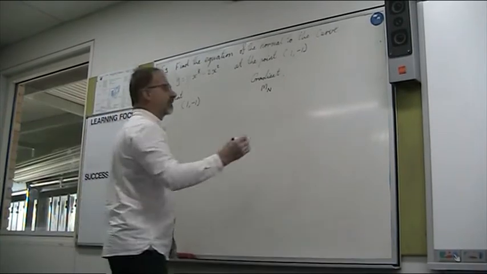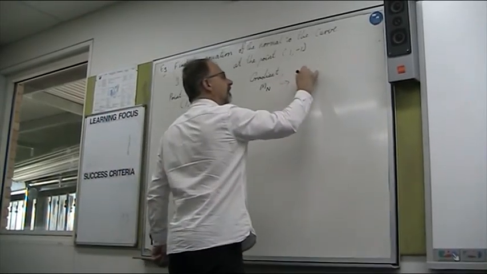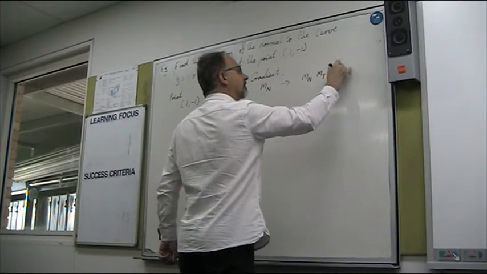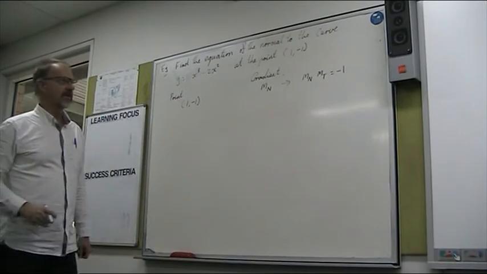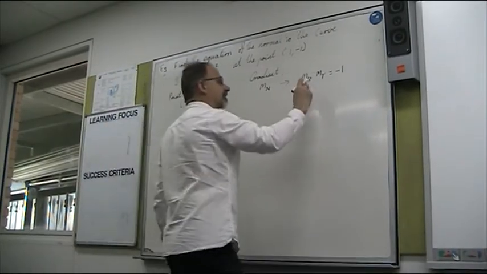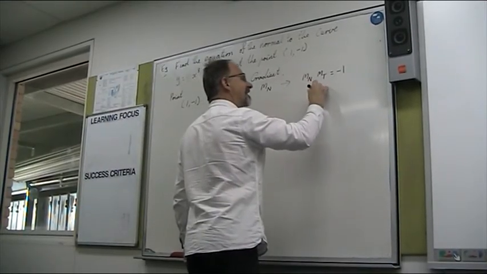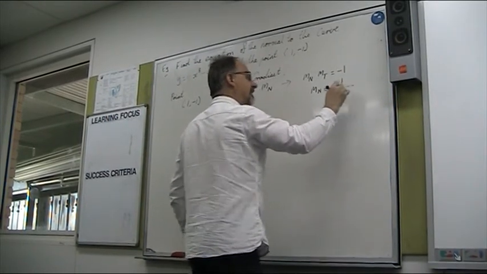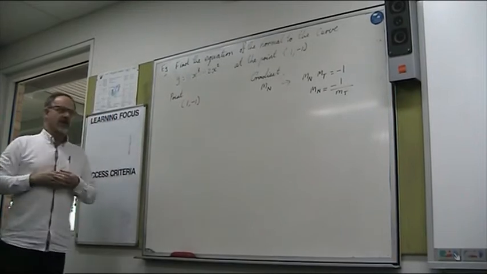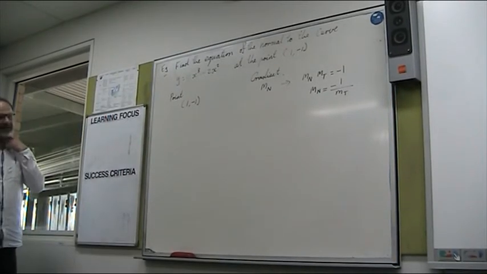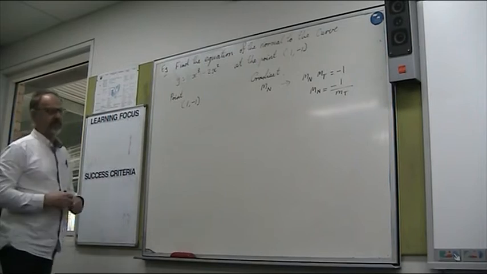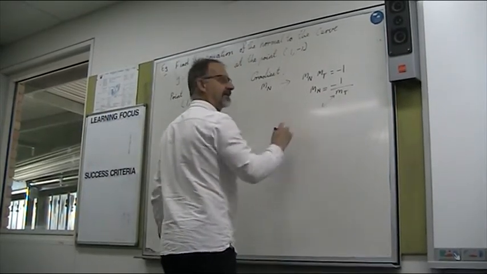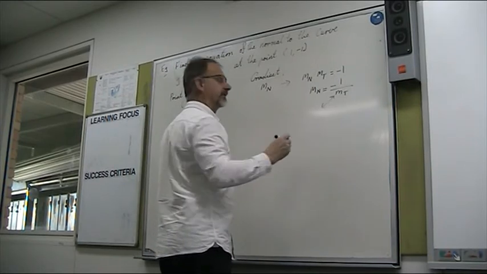So, what do we know? Well, we know that the gradient of the normal times the gradient of the tangent is equal to -1. So if I then divide both sides by the gradient of the tangent, the gradient of the normal would be -1 over the gradient of the tangent. So what we need to work out here then is the gradient of the tangent, and we can do that because we know that the gradient of the tangent is connected to the derivative.